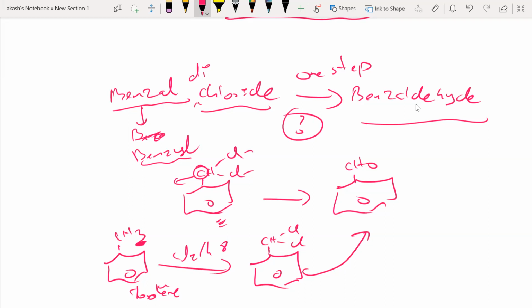In one step or 2 steps? One step. So the clue is geminal diols. There is some problem with geminal diols. I'll give you 1 more minute to think about it, and I'm going to give the answer after that.